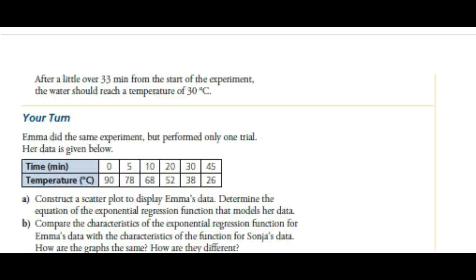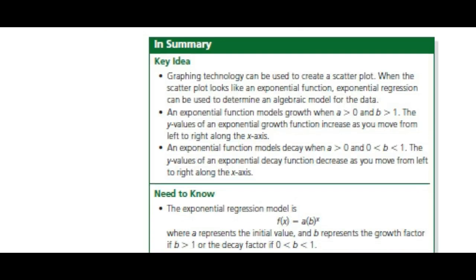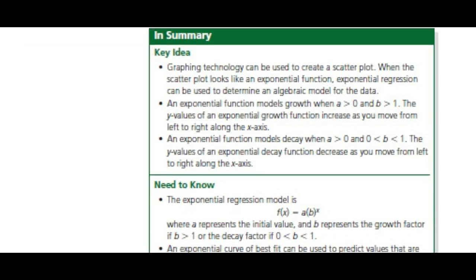Your turn. No, we won't take a turn. We'll pass. In summary, key idea: graphing technology can be used to create a scatter plot. When the scatter plot looks like an exponential function, then it is an exponential function. You use an exponential regression, okay? And we will tell you which regression to use. So it's only that one polynomial one, where I just said run them all and then choose one.